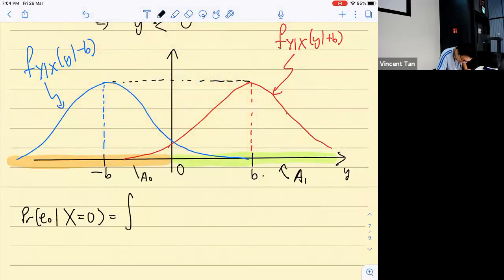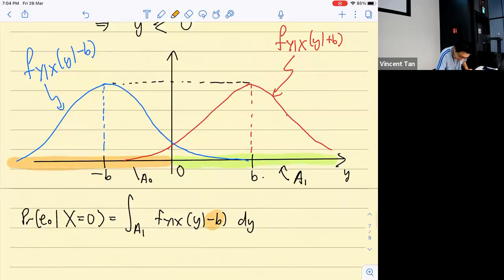So that's nothing but the integral over A1 of the density f of y given x, y given minus b, dy. And so this quantity here corresponds to x equals minus b, I should change this to minus b. Okay, then this makes sense. So this is the way we integrate, and I will certainly ask you to do this sort of simple writing down of integrals later on.